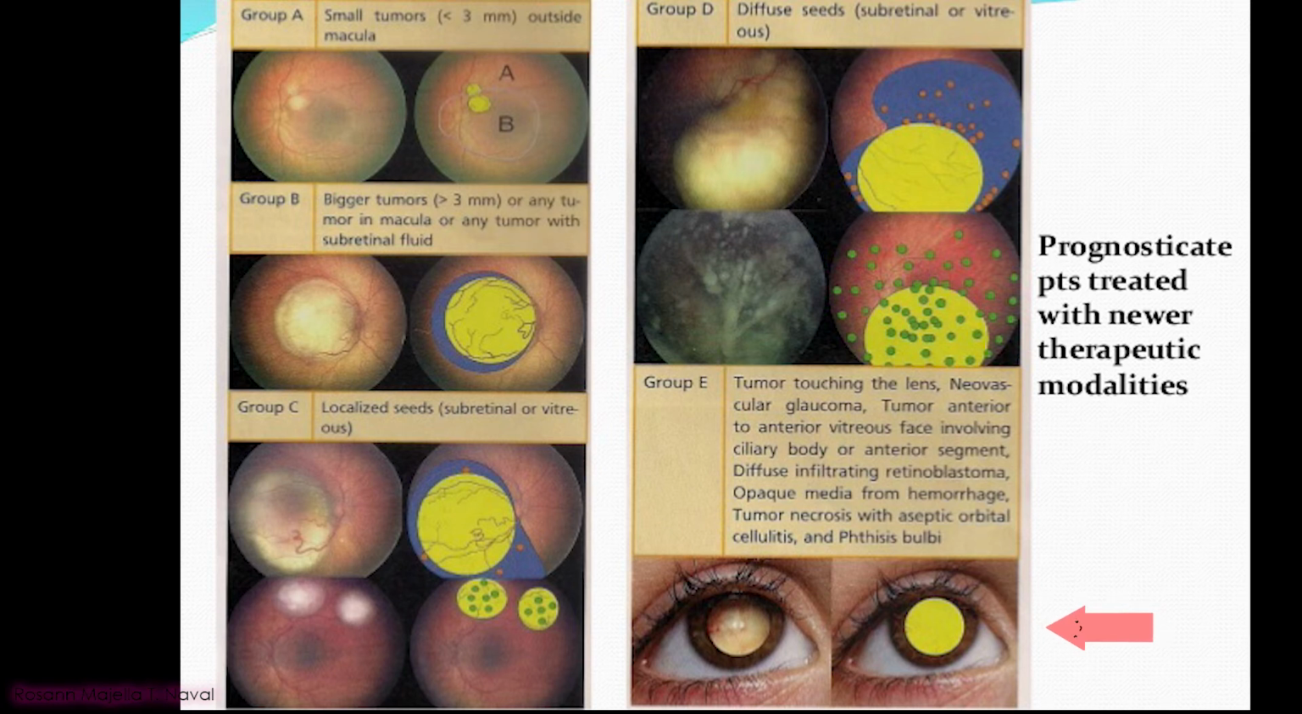It has extensive retinoblastoma, occupying more than 50% of the globe, or with neovascular glaucoma, opaque media from hemorrhage in anterior chamber, vitreous or subretinal space, invasion of postlaminar optic nerve, choroid of more than 2 millimeters, sclera, orbit, and anterior chamber. Treatment of retinoblastoma.